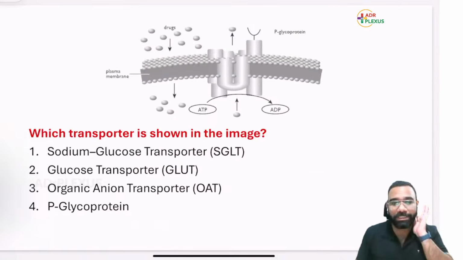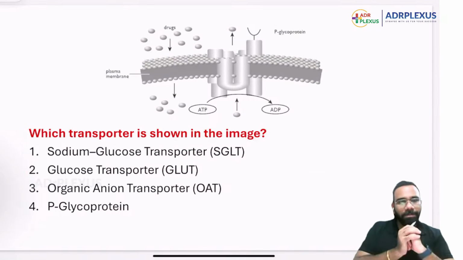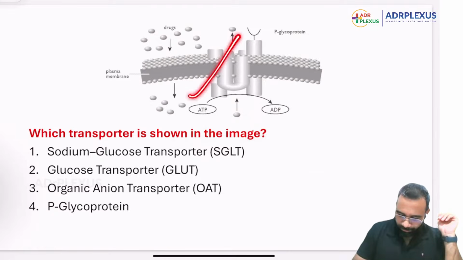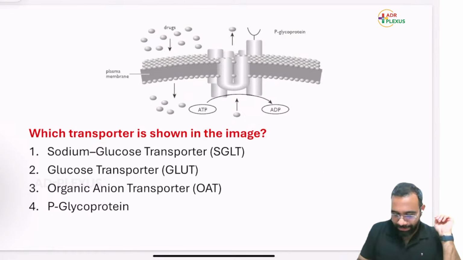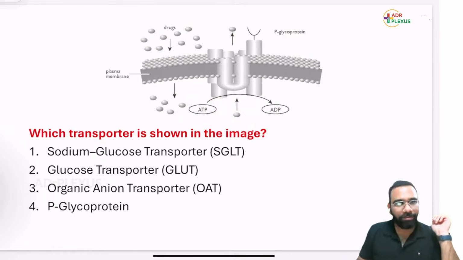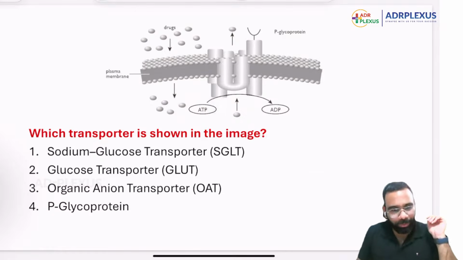So the first question here: which transporter is shown in the image? In the image, he has given something going out from interior to exterior, right? And he mentioned there is utilization of ATP. That is what he has mentioned, right? So that means it is an active transport. In this, what is the active transport here?